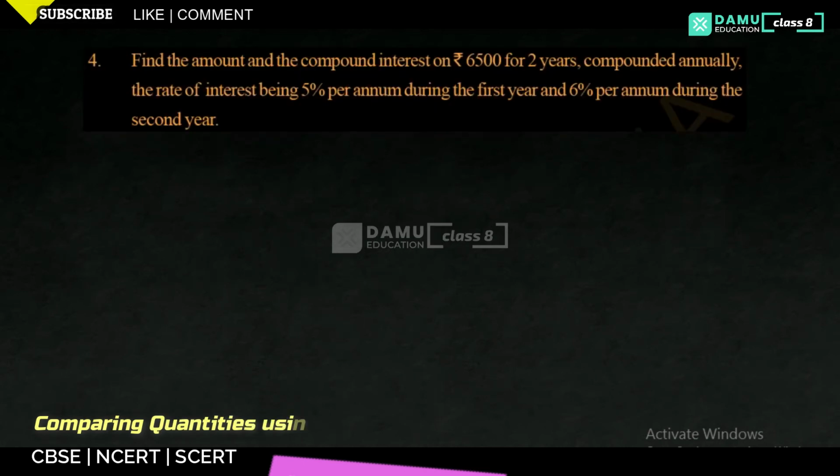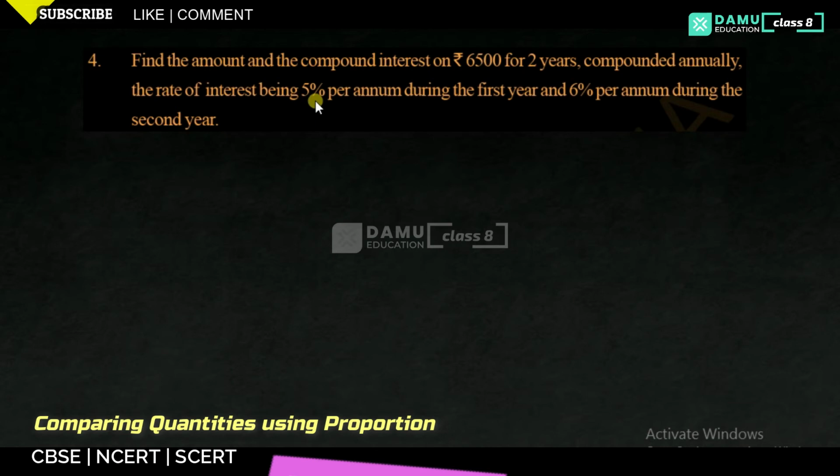So in this module we are going to discuss, that is, find the amount and the compound interest on 6,500 for 2 years compounded annually. The rate of interest being 5% per annum during the first year and 6% per annum during the second year. So here 5% is given for the first year and 6% is given for the next year. So they are not given the same interest for both years.